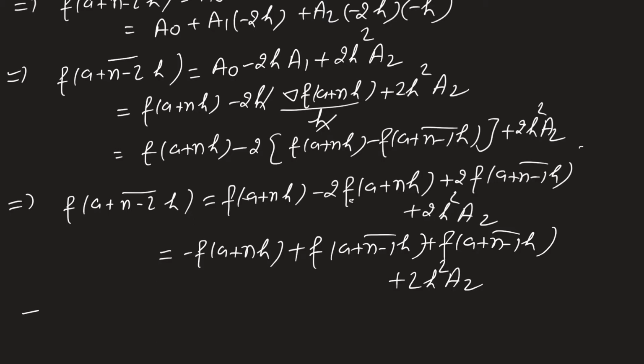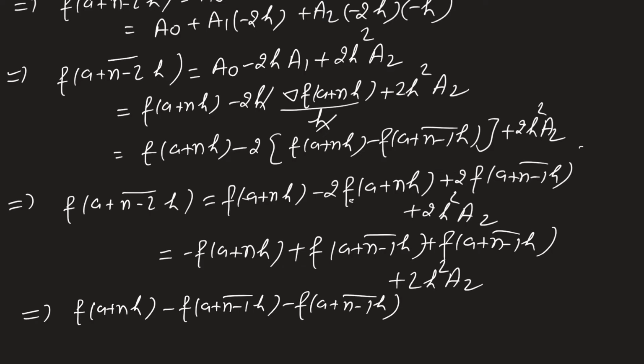This implies that, okay, I am going to take these terms on the left hand side, all these terms, not going to add these two. Fine. So let me transpose the side. It will be f of a plus nh minus f of a plus (n minus 1)h, once again minus f of a plus (n minus 1)h, and plus f of a plus (n minus 2)h, done, is equal to 2h²a₂.